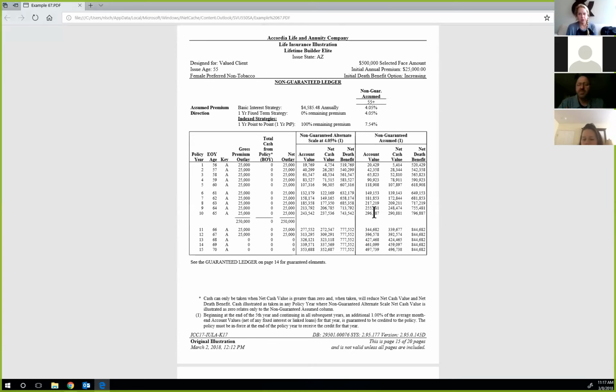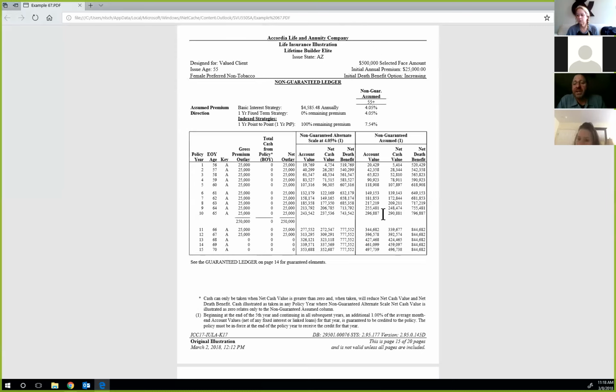At this point, I've put $25,000 in a year for 10 years. Right? Is that right? I basically put in $250,000 and my account's worth $300,000. Exactly. And my death benefit is $796,000. Exactly. My net cash value is the same. Yes, your cash value is. It's almost the same. You still have a small surrender charge in there. That's why there's a difference between the two.